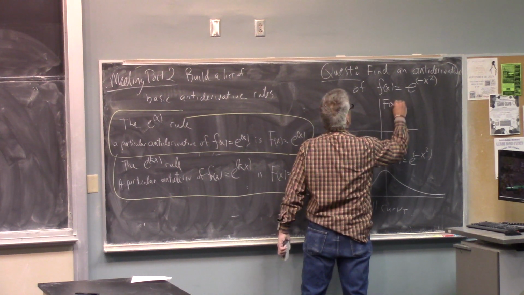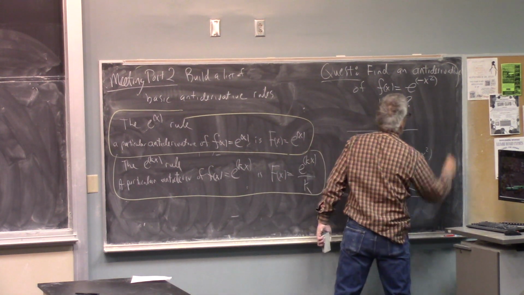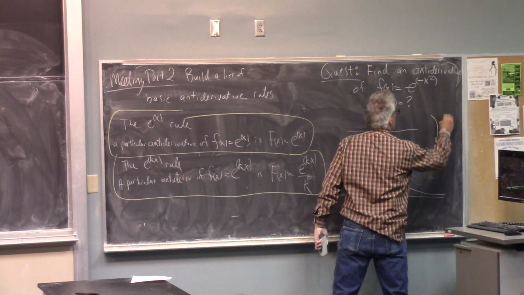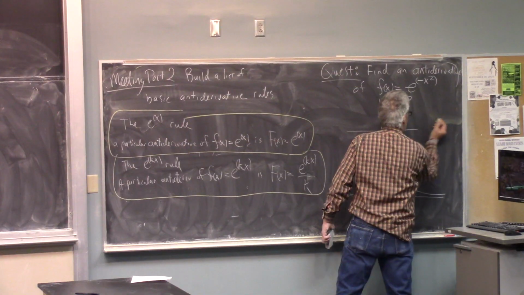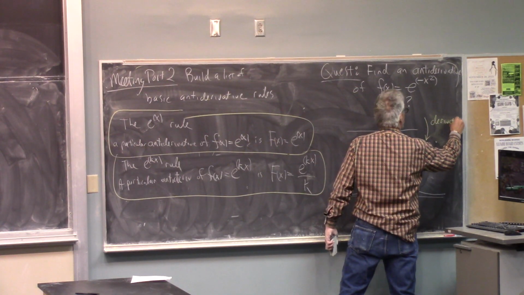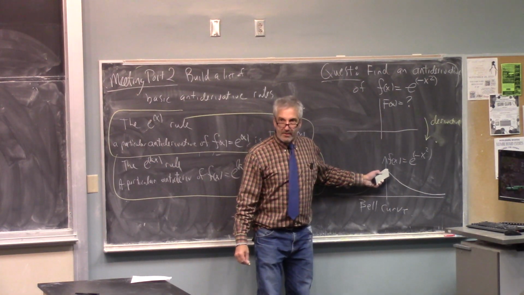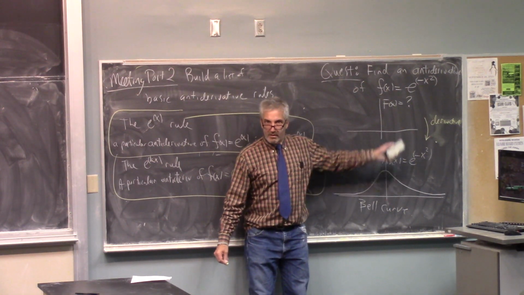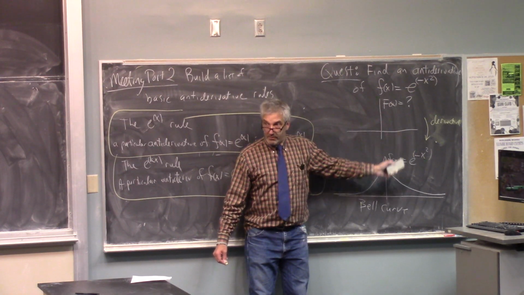capital F of x, which does this. When you find its derivative, we get this. We're shopping for an antiderivative of this, so that's going to be a function who, when you take its derivative, gives you this.